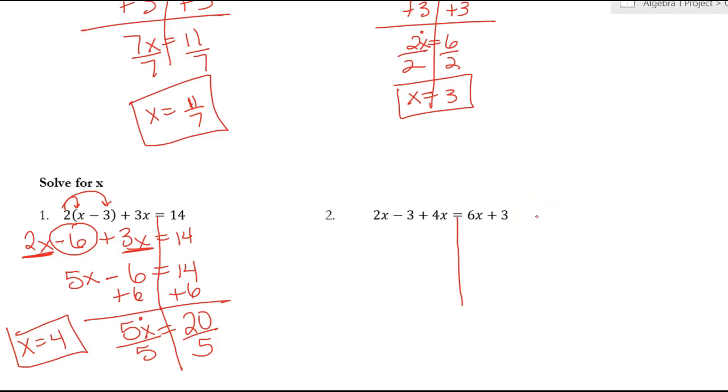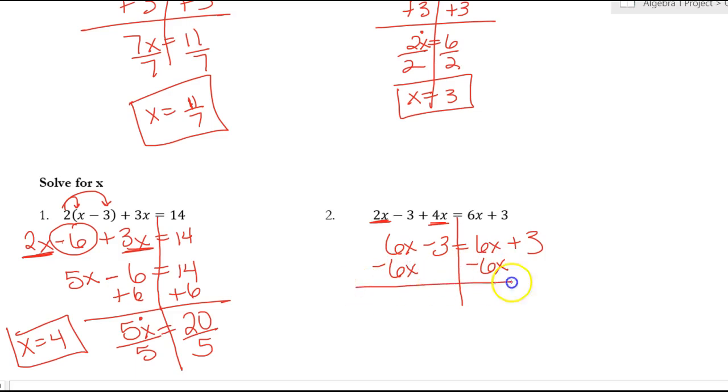All right. Number 2, I look to see there's nothing to distribute, but I do have some stuff I can combine. 2x and 4x, that gives me 6x. Minus 3 gives me 6x plus 3. Now I need to get my x to the other side, so I'm going to subtract 6x. And it has to go underneath this 6x.